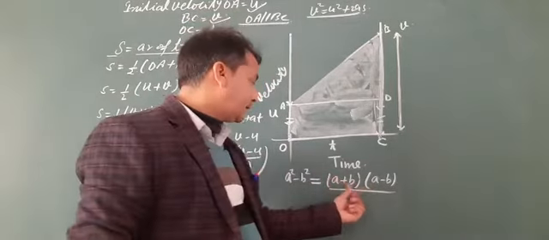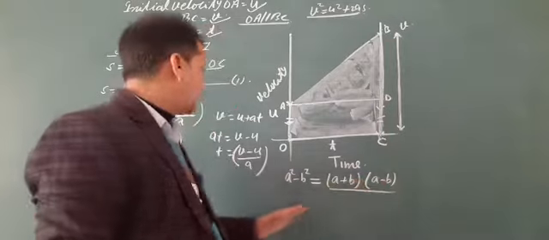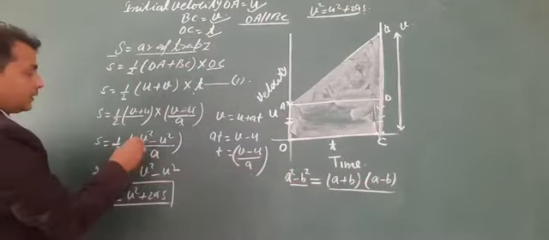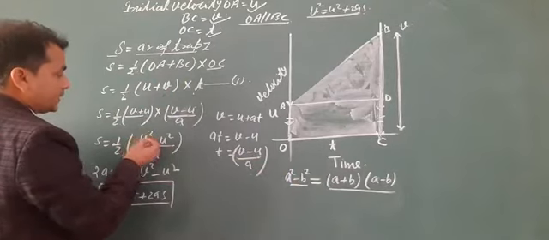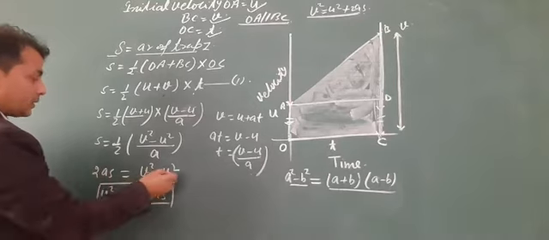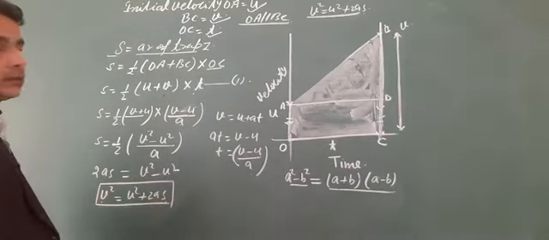Follow this identity, that is A square minus B square equal to A plus B and A minus B, and apply this identity here. Then we can see V square minus U square by A. Then transpose the U square here. Then V square equal to U square plus 2AS.